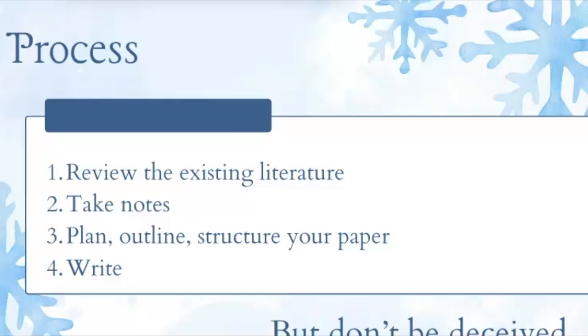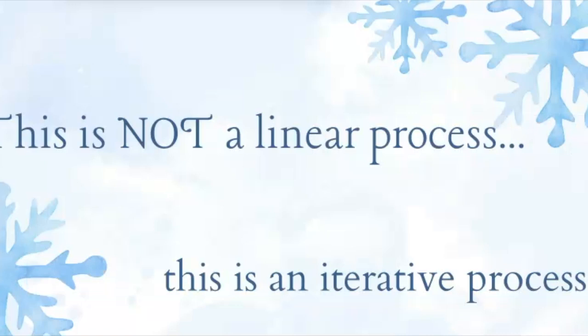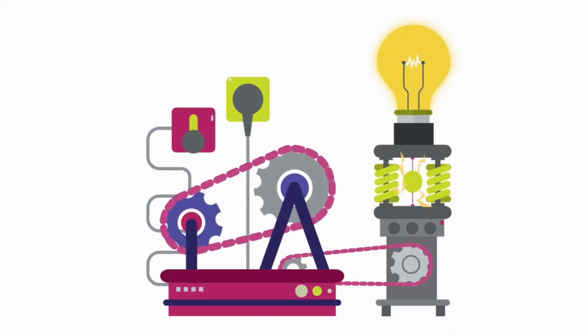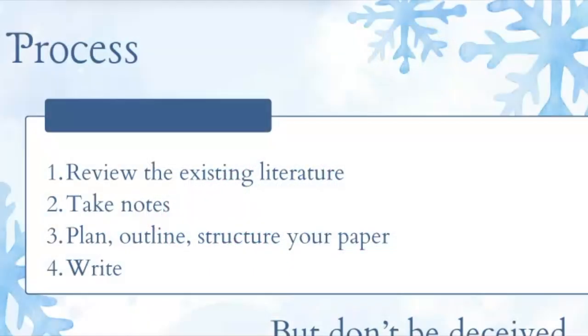And then of course comes the planning, outlining, structuring your paper, and writing. But the last thing is, and it's cut off at the bottom, do not be deceived. This is not a linear process. It is an iterative process, which means that you'll review the literature, take notes, plan, outline, structure, write, review the literature, take notes, plan, write, and so on.